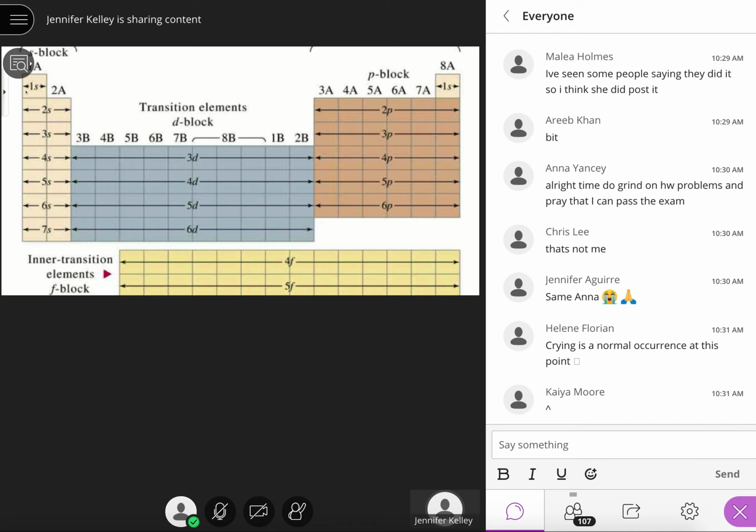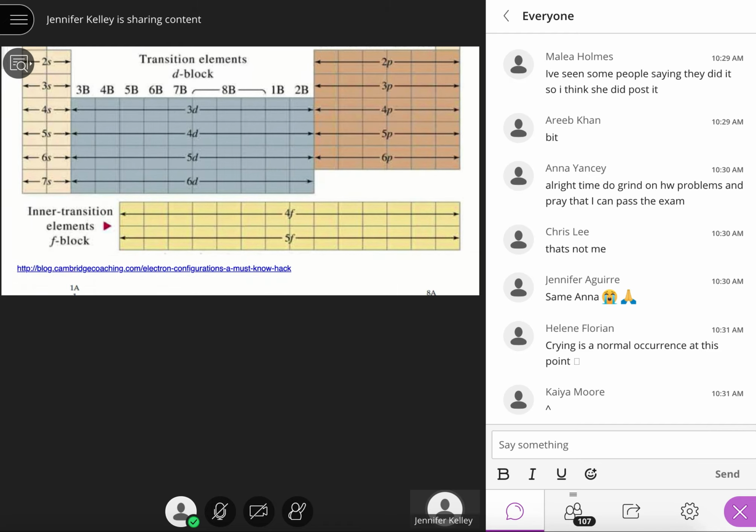And you get some trends along with that. All of the groups, those are the up and down columns, have the same number of valence electrons as their group number when you're using the AB system. So group 1A is 1 valence, group 2A is 2 valence, 3A is 3 valence, and so forth, all the way to 8A, and that's 8 valence electrons, and you get an octet, and octets are extremely stable.